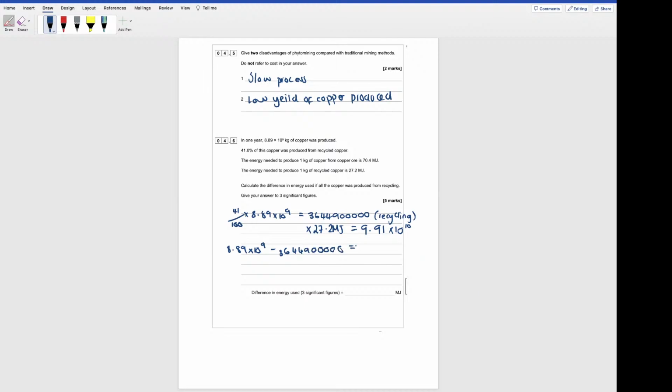Let's see what that is. So this one is the ore. That's how many kilograms were just from the mined copper. And that took 70.4, so we're going to multiply that value by 70.4 MJ, and that will tell us how much energy it was for just the copper ore.